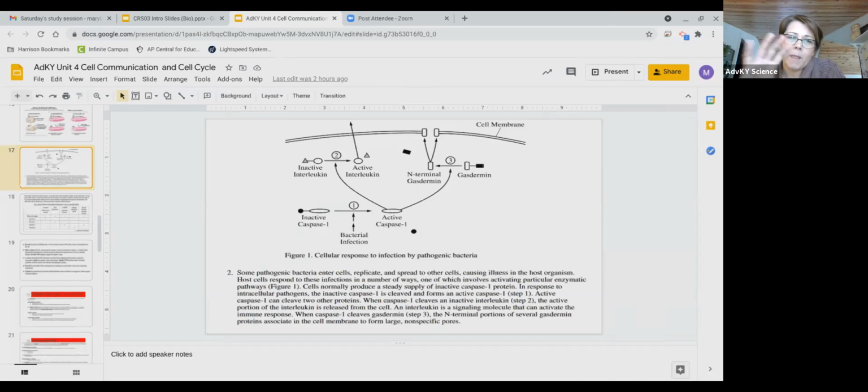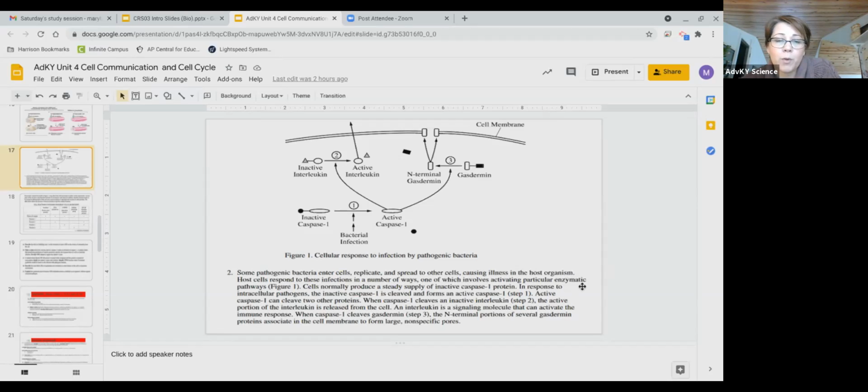I'm going to give you the information, we'll walk through that, and then I'll show you the parts so that we can answer some of that in these last 15 minutes. Some pathogenic bacteria enter cells, replicate, and spread to other cells, causing illness in the host. Host cells respond to these infections in a number of ways, one of which involves activating particular enzymatic pathways. We already figured that out when we were looking, and if not, they told you.